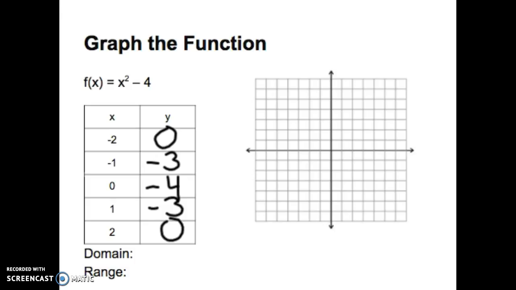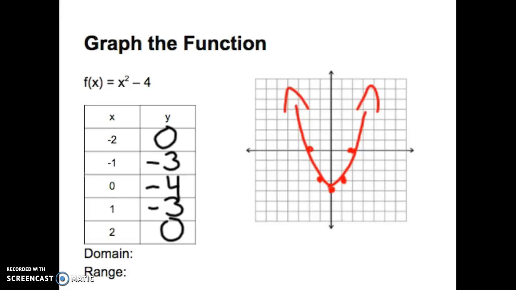So go over to our graph, and we can go to the vertex first. 0, -4, -1, -3, and +1, -3, at 2, 0, and at -2, 0. We see that we have symmetry, and we can create our parabola like so.